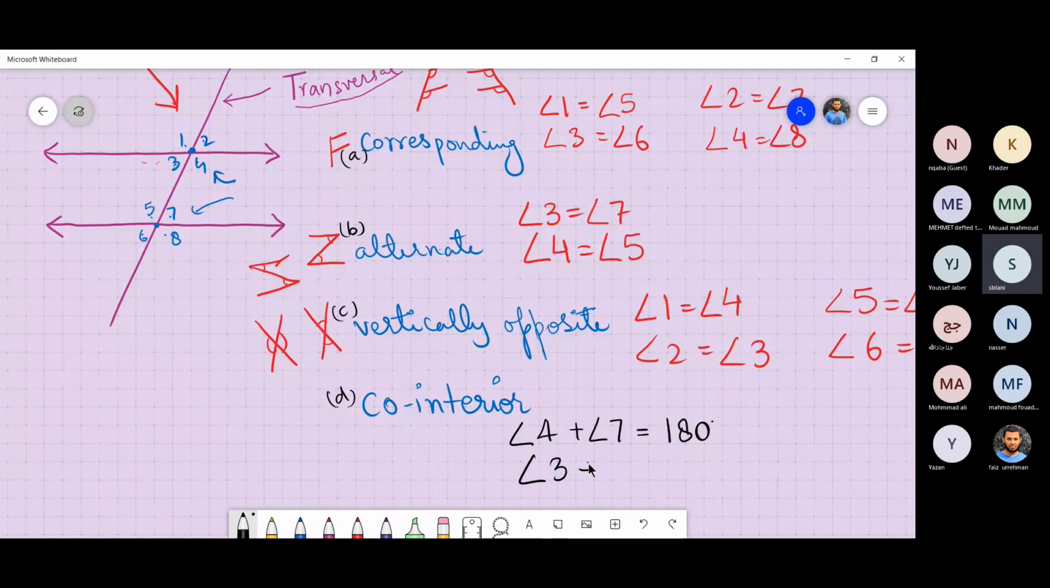Sir, angle 4 is 90 and angle 7 is 90. No, this does not mean that they are half. Whatever 4 is, we can find 7 by subtracting from 180. For example, if I give angle 4 as 110, angle 7 will be how much? Subtract 110 from 180. What will you get? 70. I'm not saying they are half. Their sum will be equal to 180. This is what you have to remember.